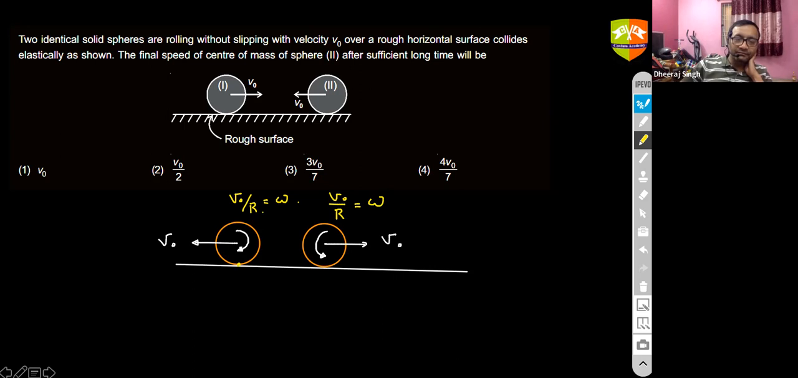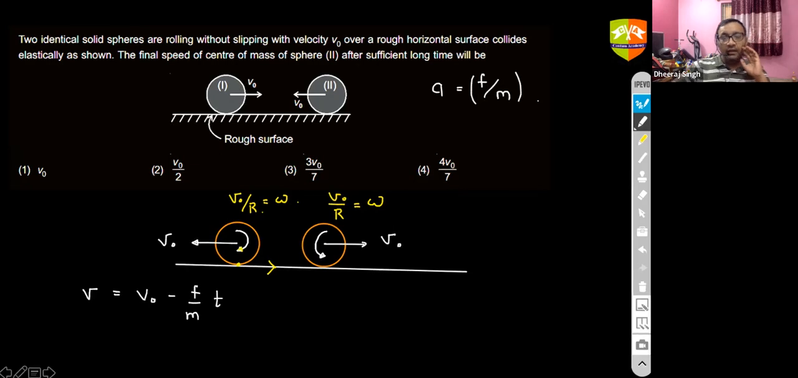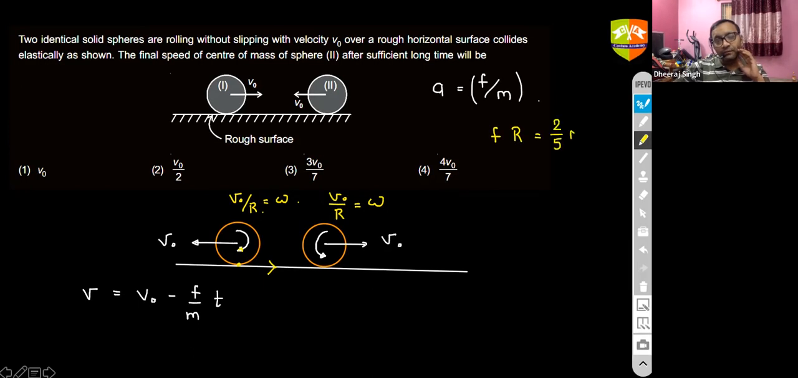Direction of friction on the bottommost point is what? Which direction is it? You can clearly tell, because the bottommost point is going on the left hand side, so friction is this way, so acceleration is F by M. Same thing you have to do here, but you have to take care of the directions. So velocity is V naught minus F by M into T. This is the velocity V, and the torque, friction into r, is equal to 2/5 mr square alpha. So alpha is 5f by 2 mr.